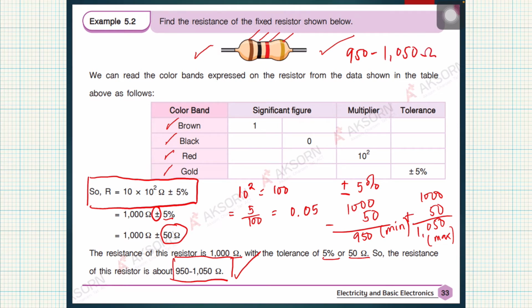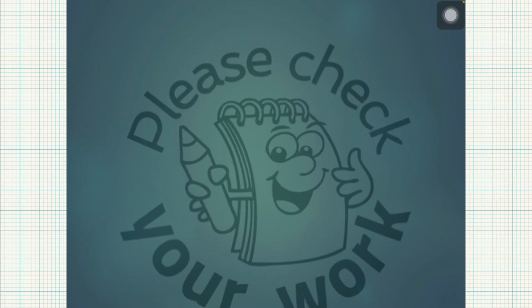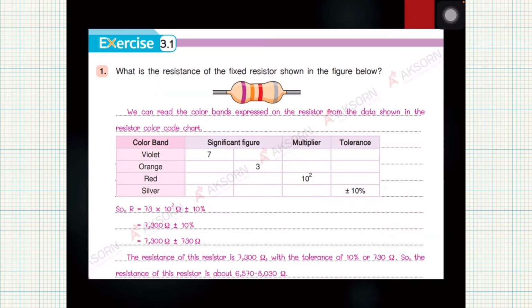Very good. I hope you will do the next one carefully. Now do this one in 1 minute and let us check your answer. Please check your work. What did you get? Very good. It will give you 6,570 to 8,030 ohms. Who got it? Raise your hands.